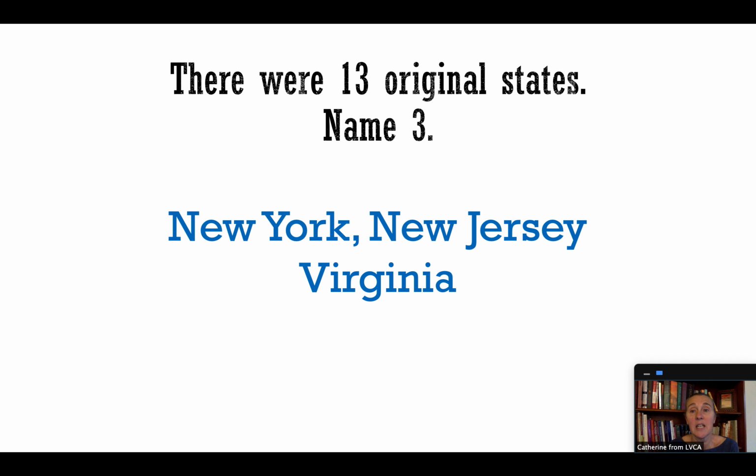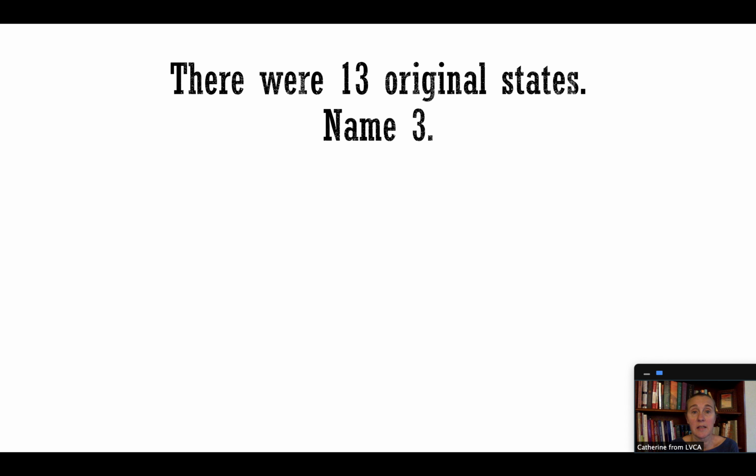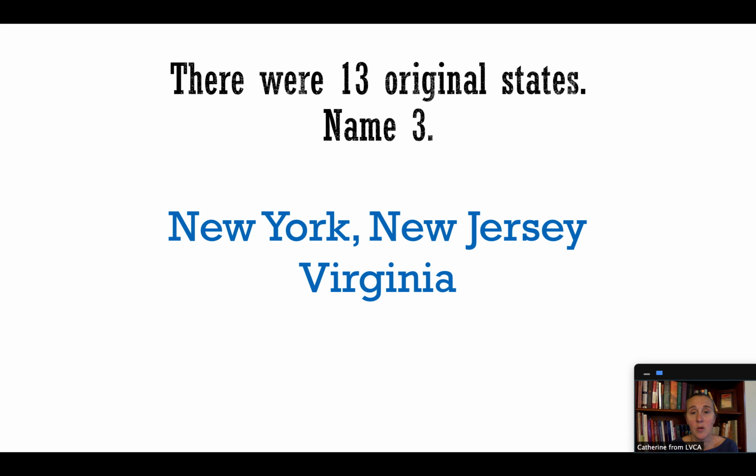There were 13 original states. Name 3. The 3 I'm going to have us practice are New York, New Jersey, and Virginia. Now you practice. There were 13 original states. Name 3. New York, New Jersey, and Virginia. Good.